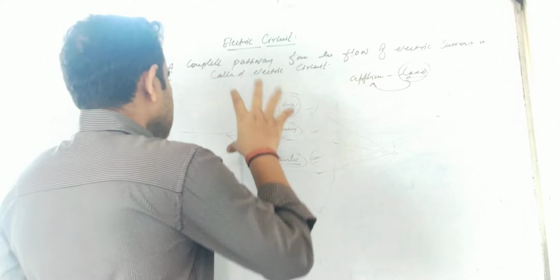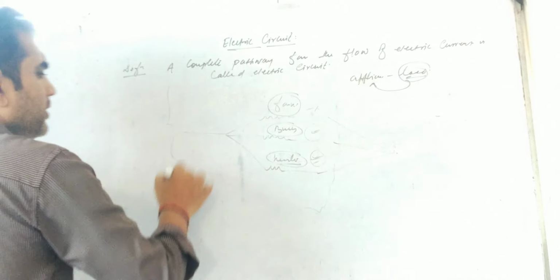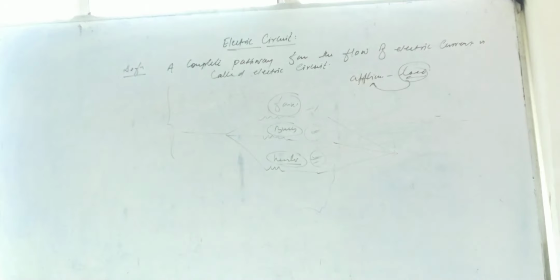So, circuit in series and circuit in parallel, I think you have understood the electrical circuit. In the next video we will do more about the electric current.